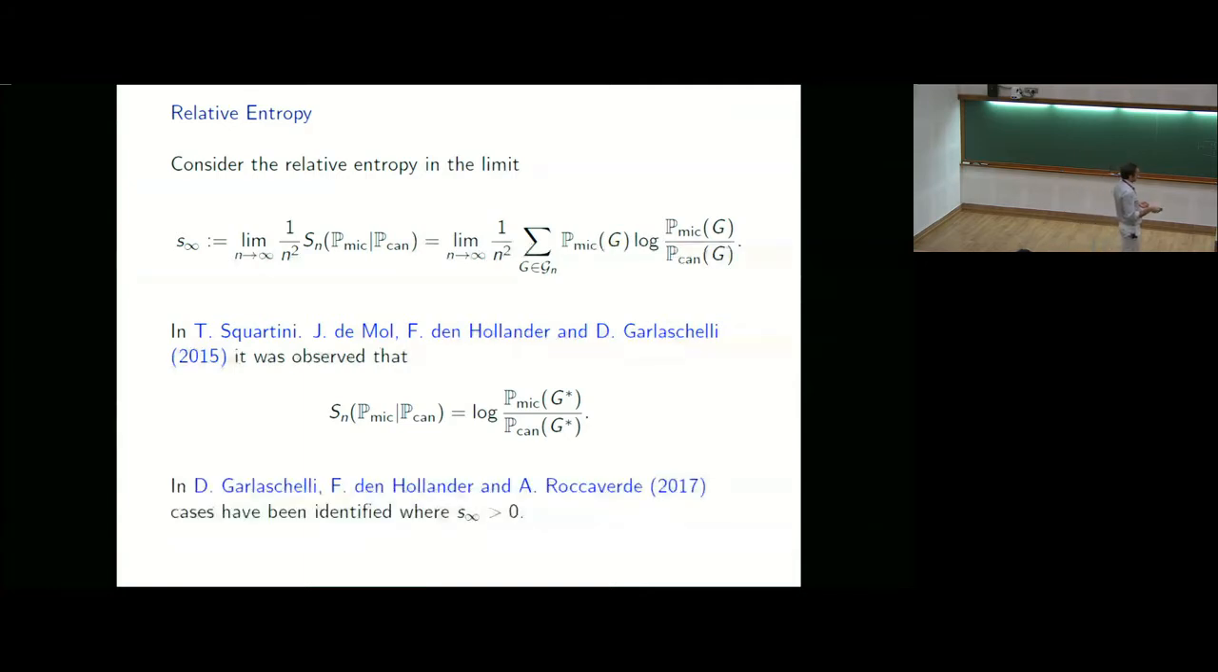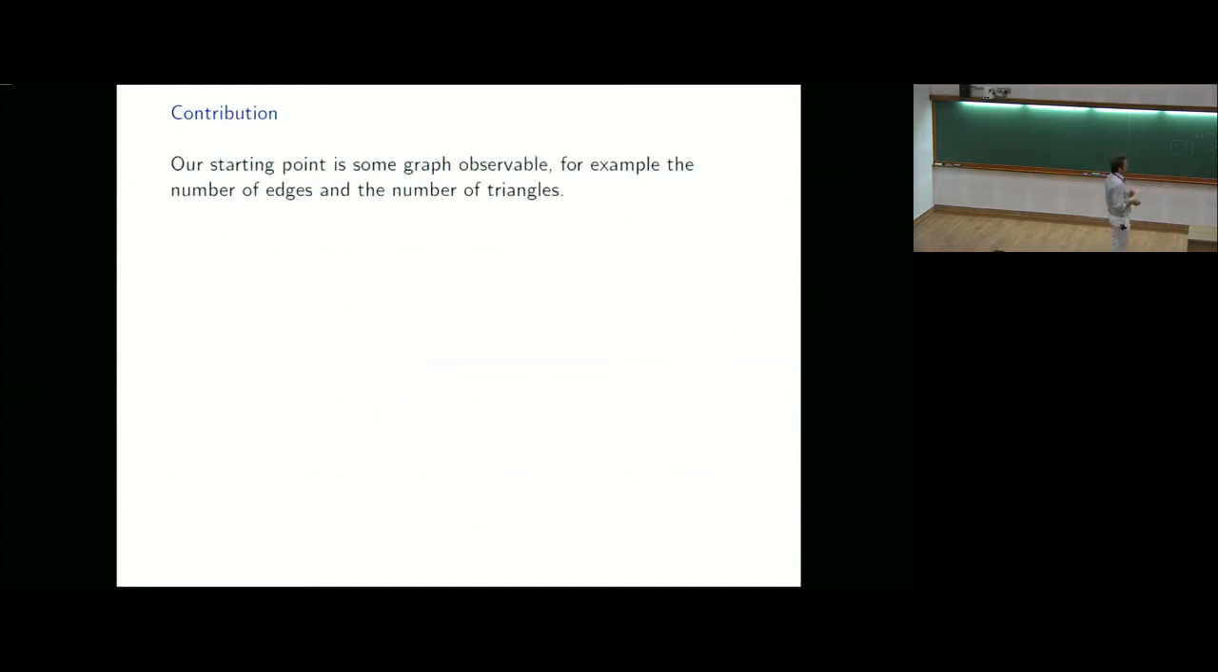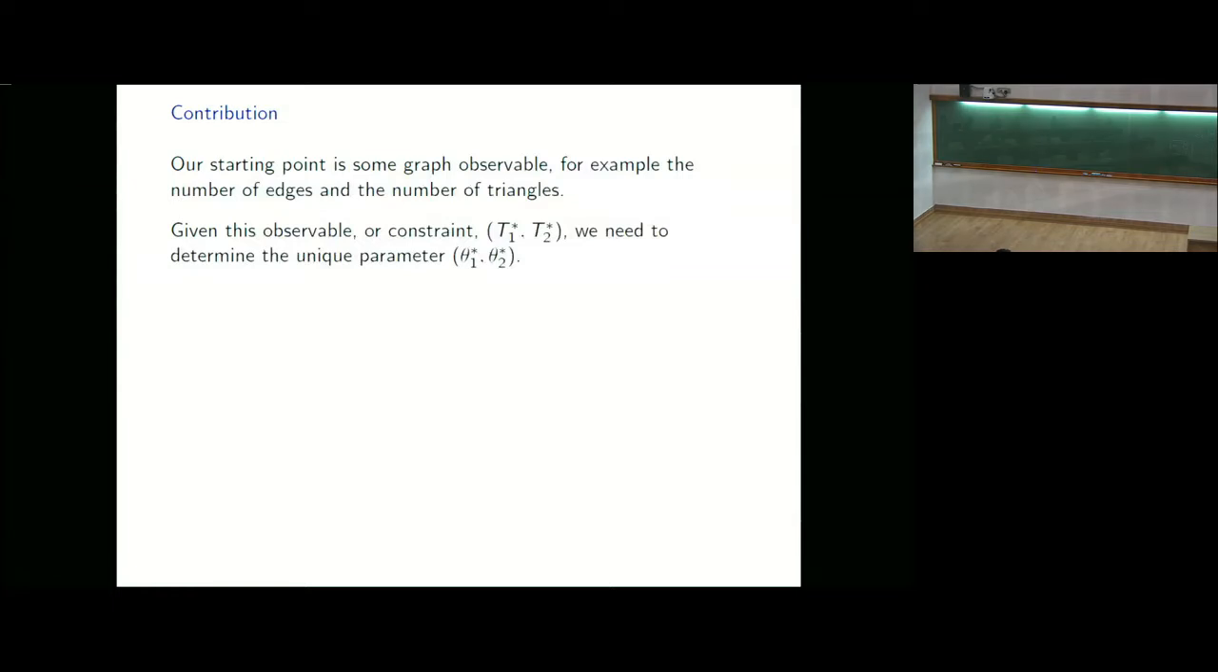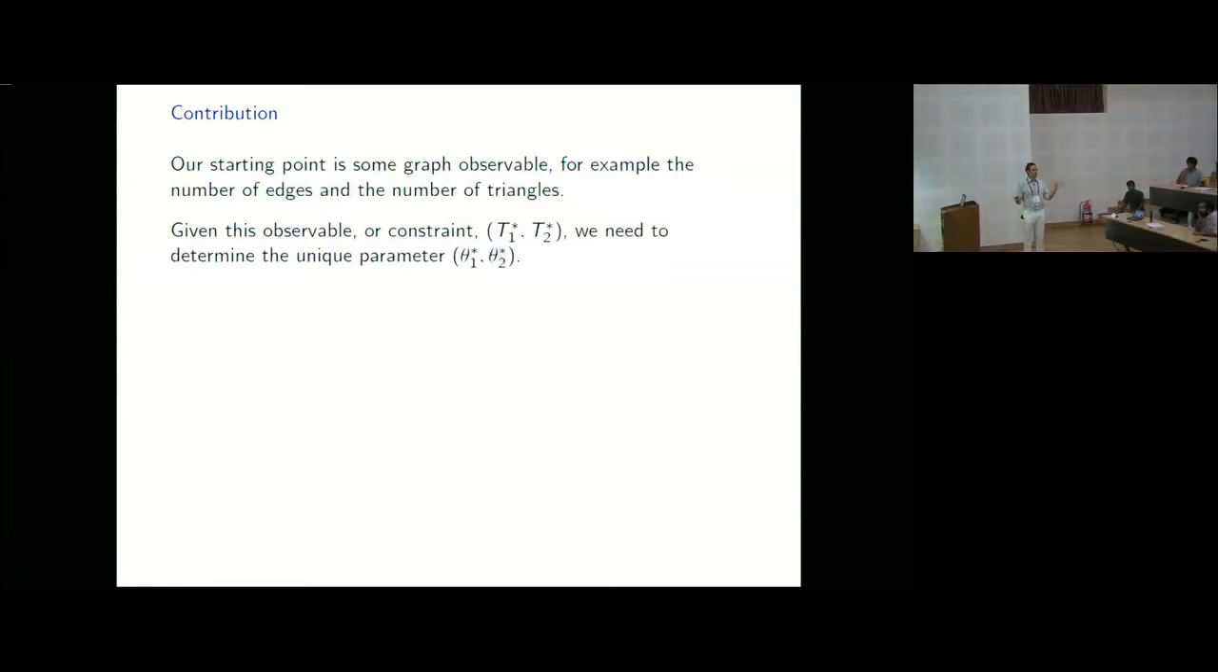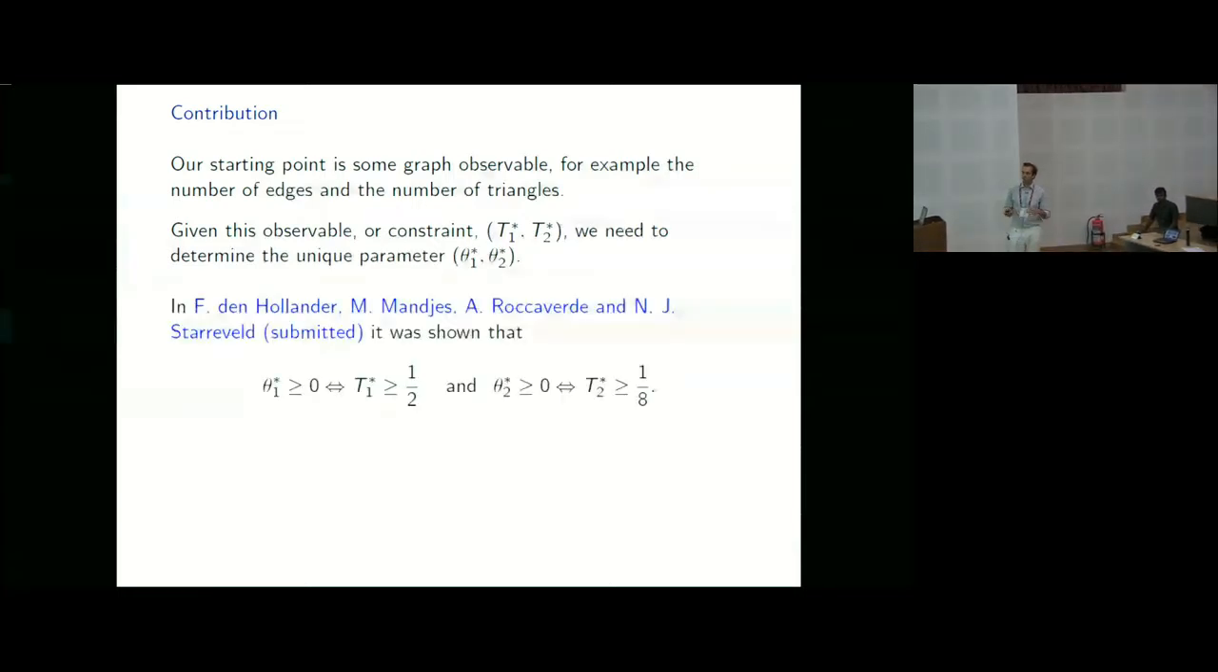And in this paper, the authors managed to identify cases where this relative entropy is positive with a different scaling, not n-squared scaling, with a scaling of order n. And they consider edge-related constraints. So, as I said before, our starting point is some observable, not these free parameters. So we need to make a connection between the observables, the constraints, and these tuning parameters, theta 1 star, theta 2 star of the edge and the triangle density. And this is actually the first part of what we did in the beginning of our research. So we try to make this connection.